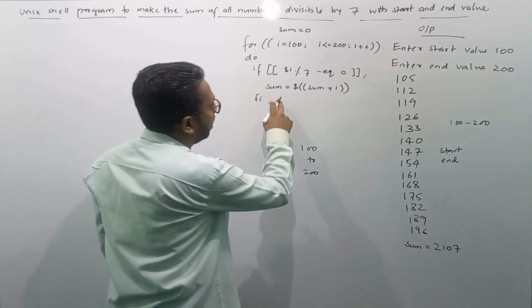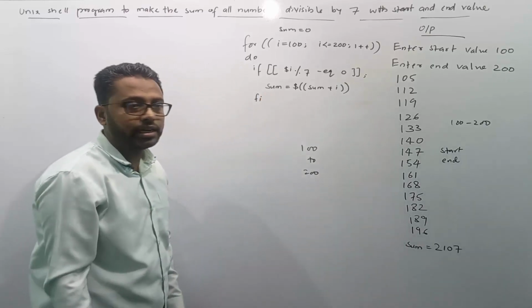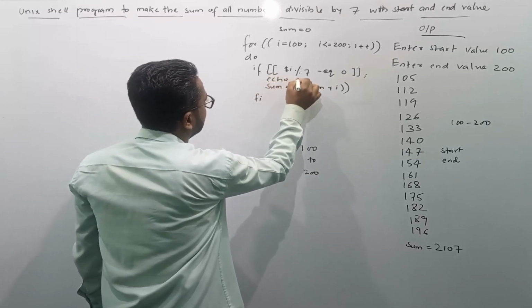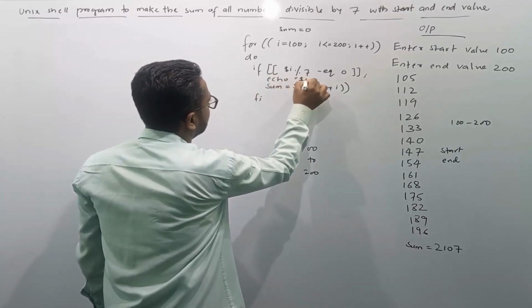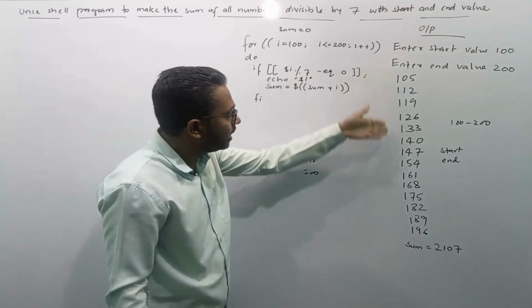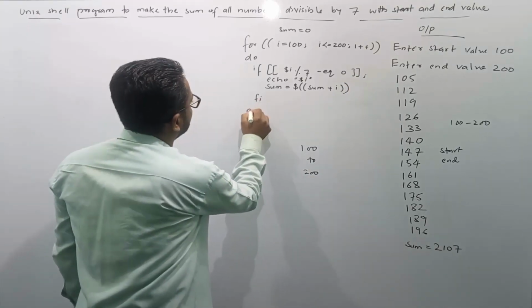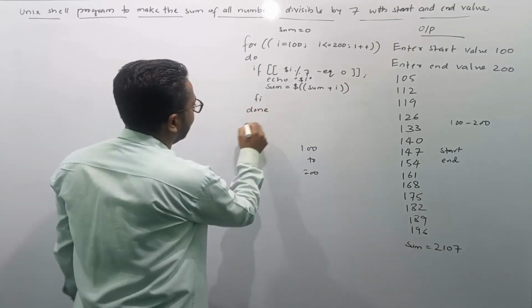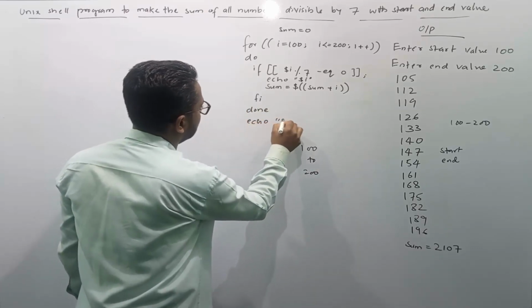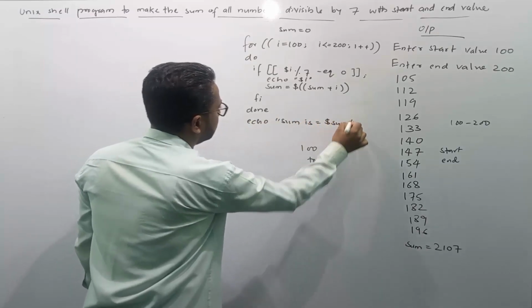Then apart from making the sum, we are also printing these numbers, right? So we can do that inside this if: echo "$i". By doing this we are printing each and every one of these numbers. Now here there will be done, and at the end we will be printing the sum: echo "sum is equal to $sum".